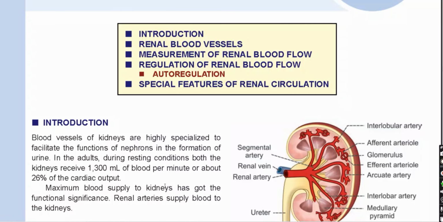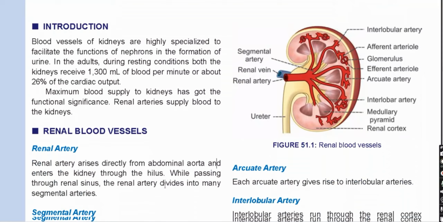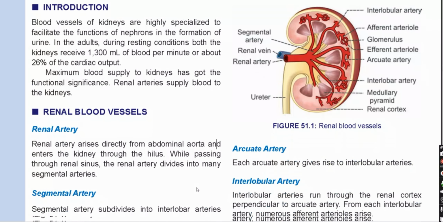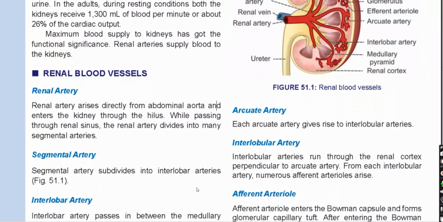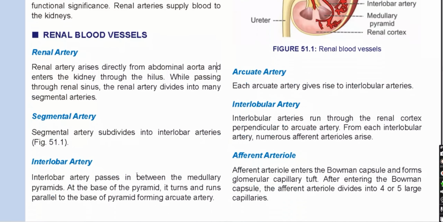Renal arteries supply blood to the kidney, and among the renal blood vessels there are various types of arteries. The renal artery arises directly from the abdominal aorta and enters the kidney through the hilus. While passing through the renal sinus, the renal artery divides into many segmental arteries. What are the segmental arteries? The segmental arteries divide into the interlobar arteries, and then the arcuate arteries and interlobular arteries, different types of arteries.